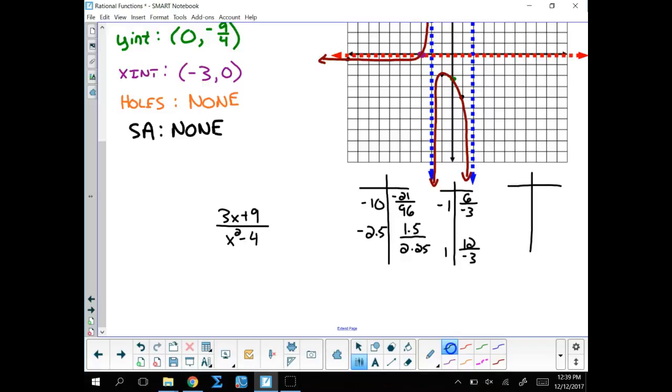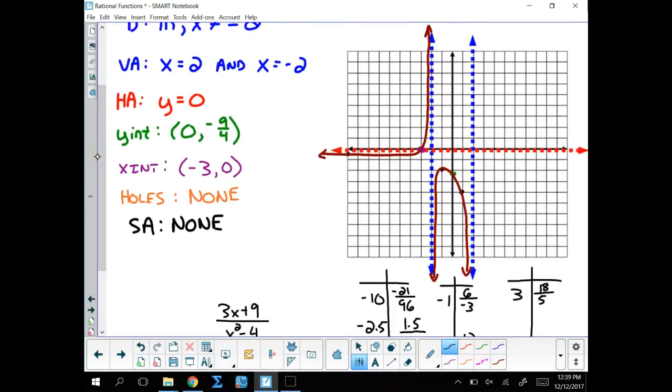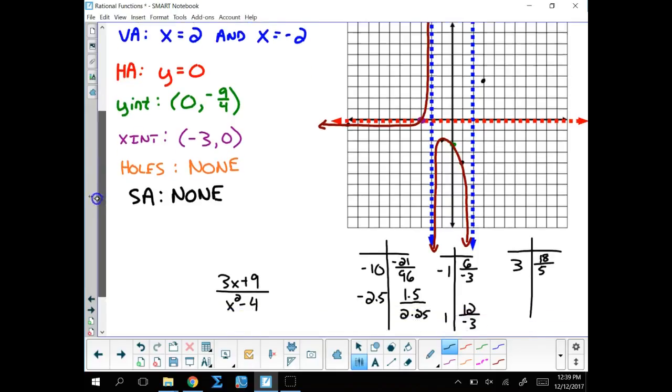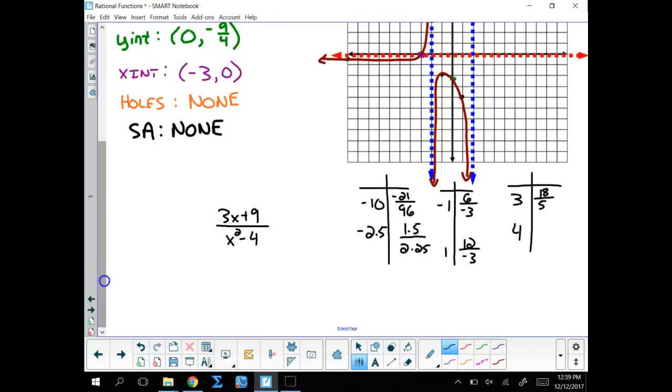Over here, let's do 3. 3 would be 18 over 5. 18 divided by 5 is 3.6. Let's do 4. That would be 21 over 12. That would be a little bit less than 2. And then let's do 10. 39 over 96 would be down there.